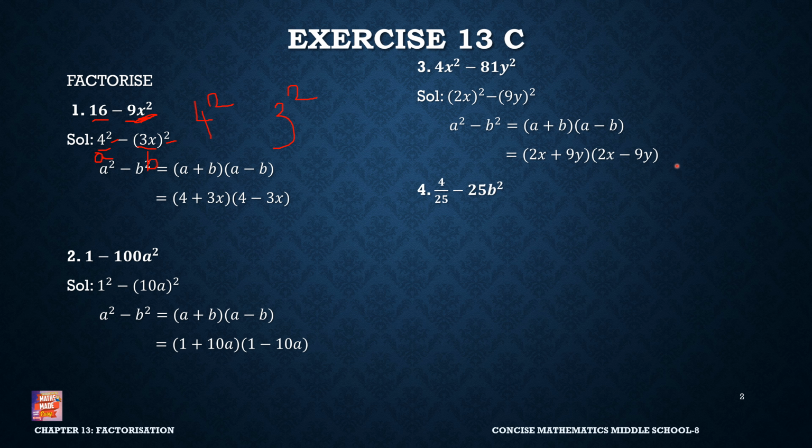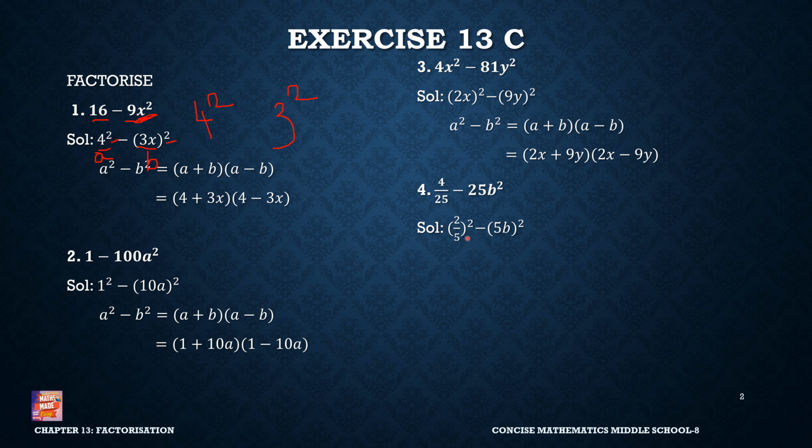Now let's move on to the fourth question. This is in a fraction form, but even this is very easy. Now just split it up in the form of a square minus b square, right? So in order to make this, you can write down as (2 by 5) whole square minus (5b) whole square.